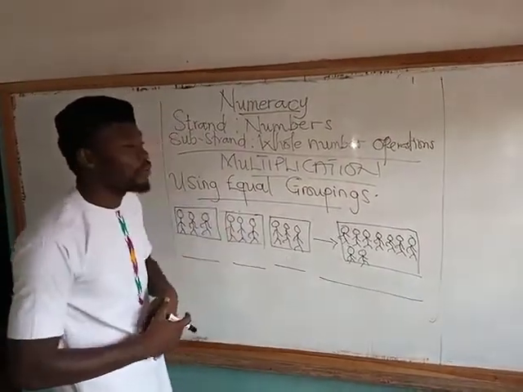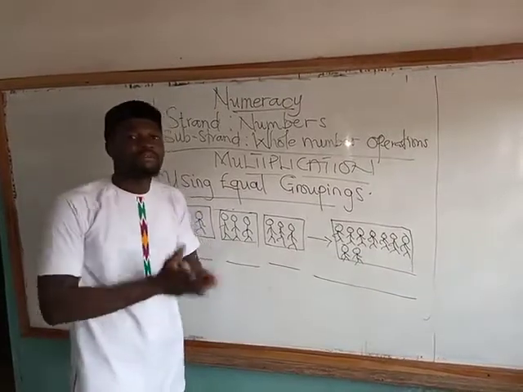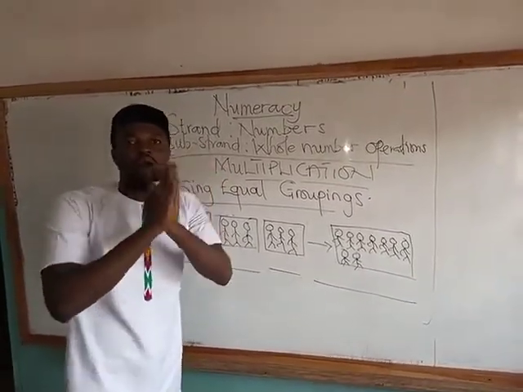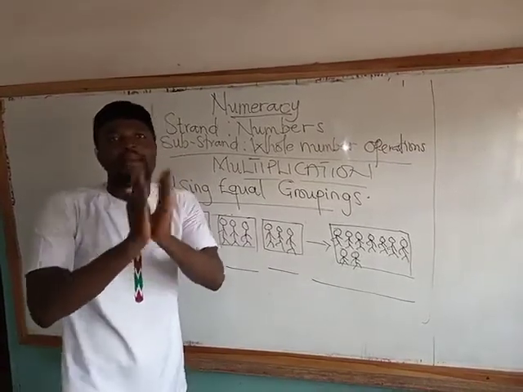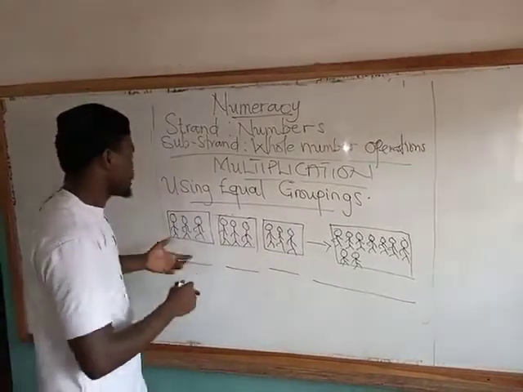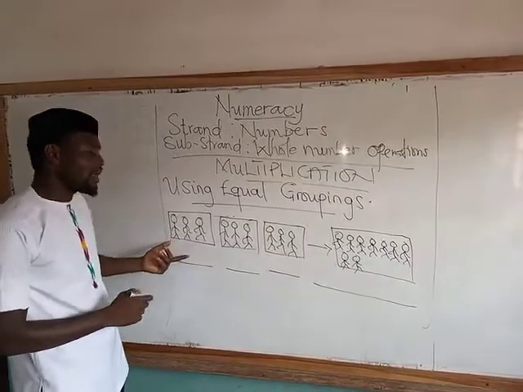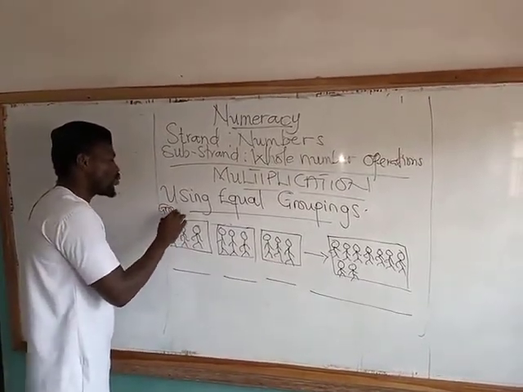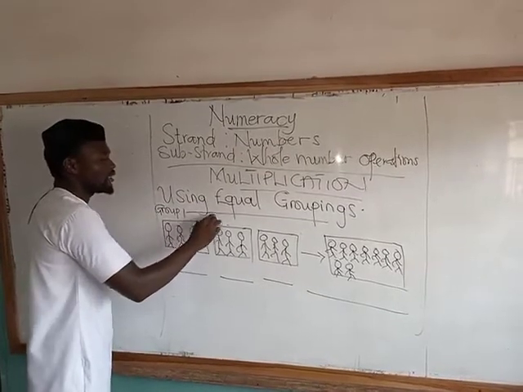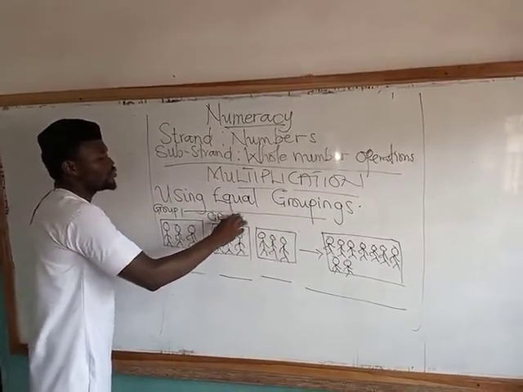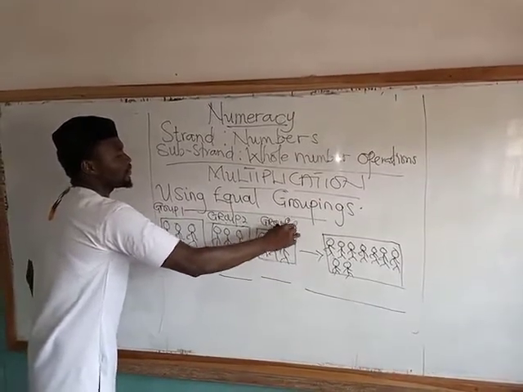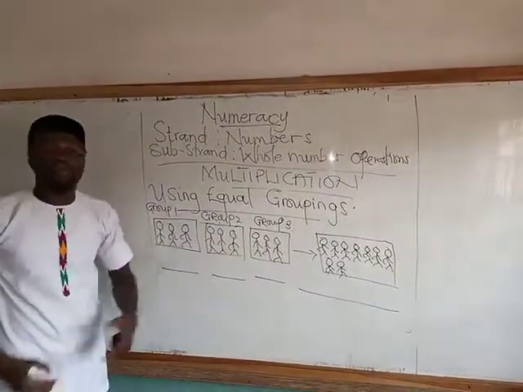Equal grouping method. When we say equal grouping method, it means that members from each group should have equal content, or equal numbers. Is that clear? So for instance, when you look here, in our first set, I can choose to name this group 1, this group 2 and this group 3. So we have group 1, group 2 and group 3.